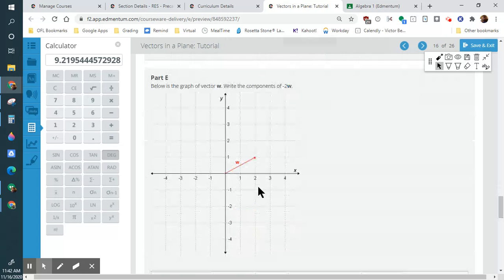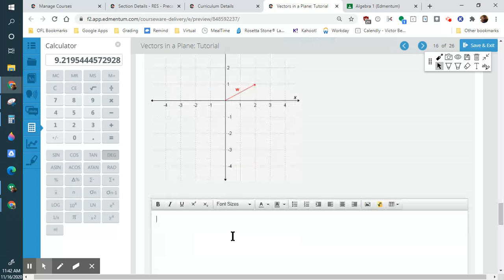All right, so write the components for this. I'm actually going to type this all out. So since the components of vector w are, we're going 2 to the right and 1 up, so <2, 1>.